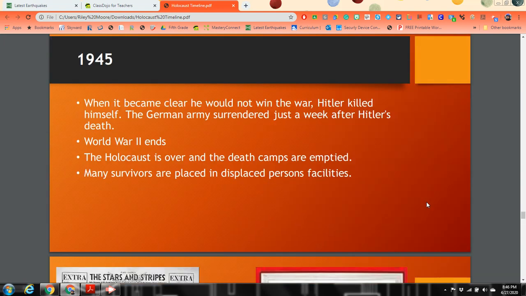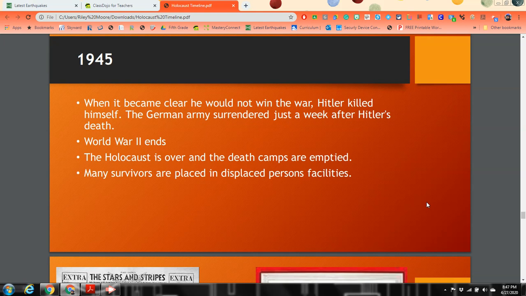In 1945, when it became clear that he would not win the war, Hitler committed suicide. And within a few days of his death, the German army surrendered to the Europeans. Now, World War II in Europe ended, and you have concentration camps being liberated all over Europe. These death camps were being emptied, and people were seeing these images, and soldiers were.